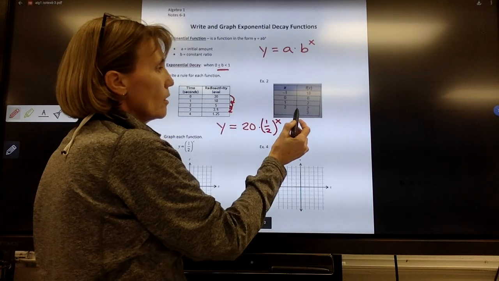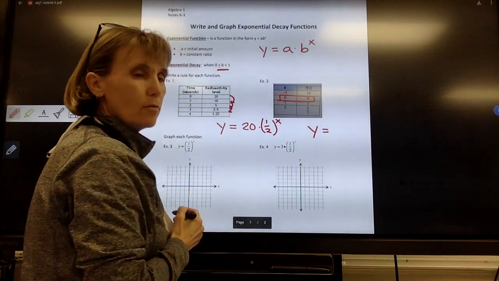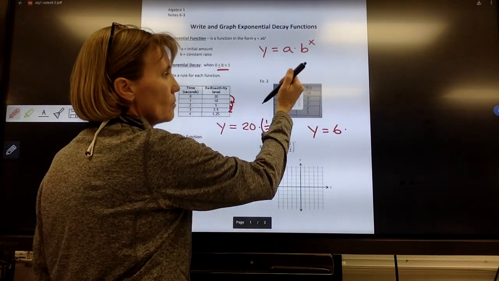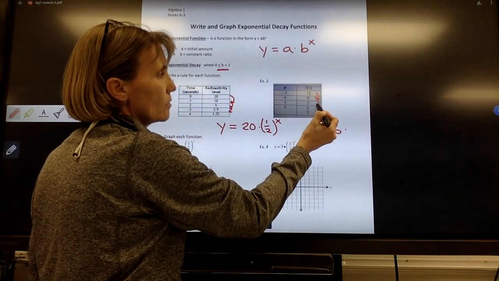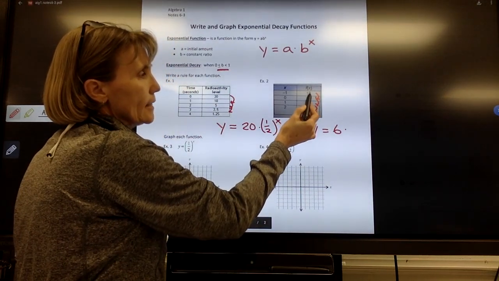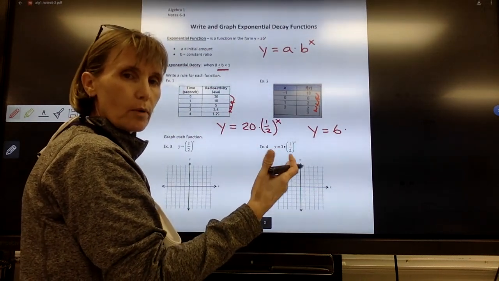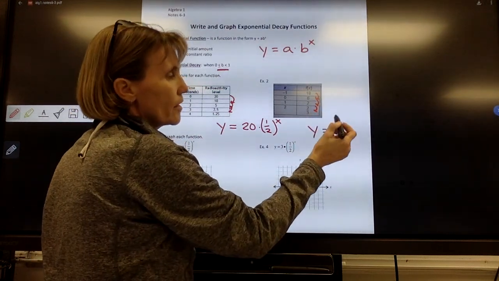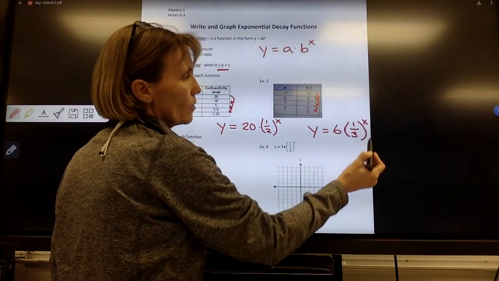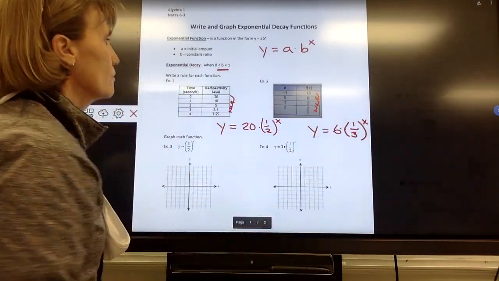On example 2 here, to find my initial value, I want to locate what's happening at 0. What's happening at 0 is we have a 6, so that's my a value. Then to get my ratio, I want to see what it is doing each time in the y direction. Well, to go from 18 to 6, we're dividing by 3, but when we talk about this, we want to look at what we are multiplying by. So instead of dividing by 3, we can say I'm multiplying by 1/3. That's my ratio. And then our variable x is our exponent. So this would be my equation or my function for that.